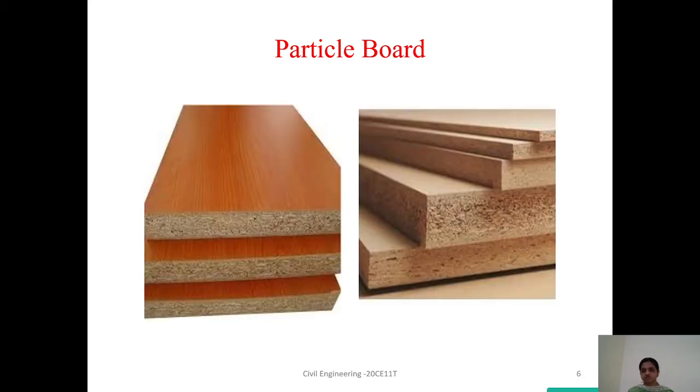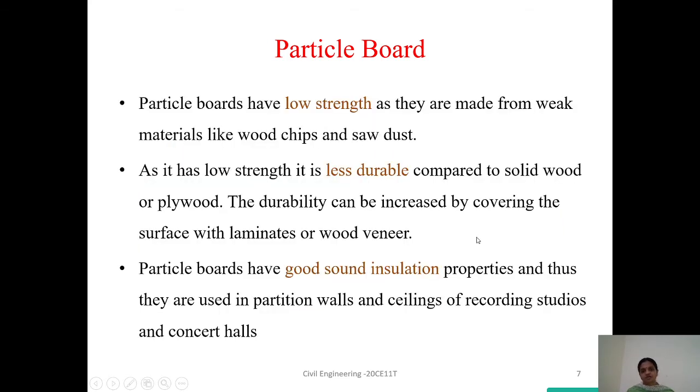So the figure shows the particle boards where the wood waste is embedded using resins. Particle boards have low strength as they are made from weak materials like wood chips and sawdust. It has low strength, so it is less durable. But the durability can be increased by covering the surface with laminates or wood veneer.